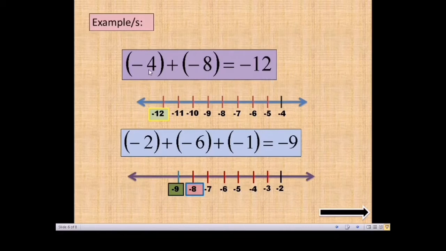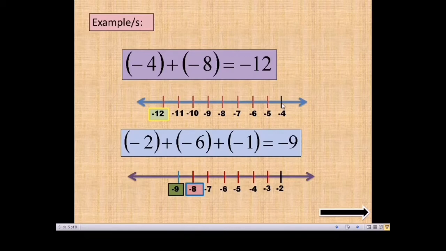We have here the negative 4, negative 4 in the first line. And then you were asked to add negative 8. Negative 8 means that we will move 8 lines to the left. If I say to the left, I will put 8 lines. 1, 2, 3, 4, 5, 6, 7, 8. So from negative 4, we will count the 8 lines that I added to the left.